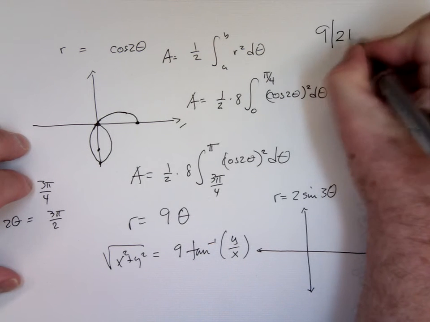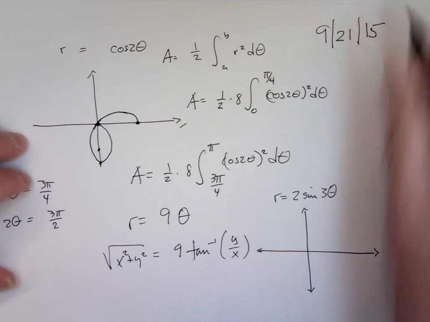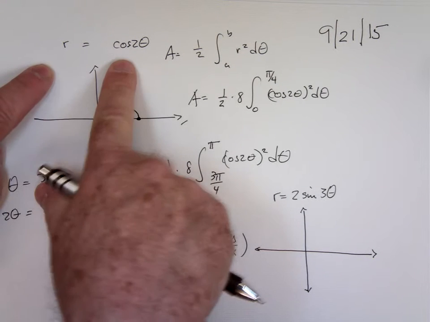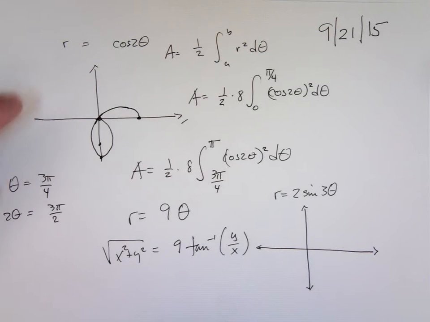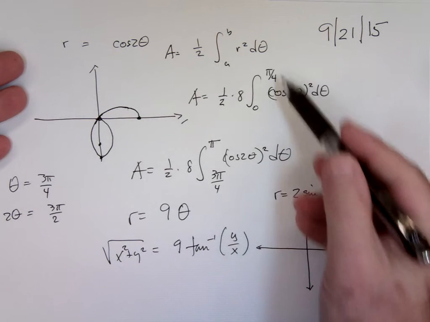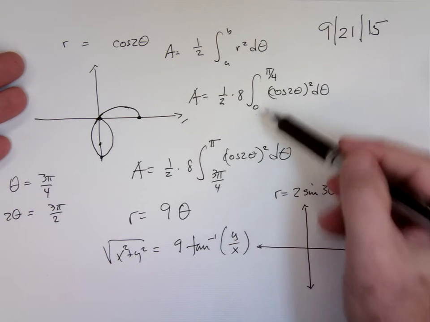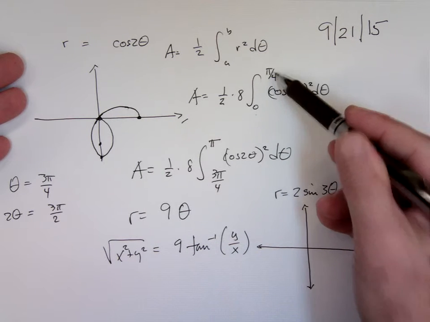Today is 9/21. And let's do a few problems. We'll start with r equals cosine 2 theta. It depends if you want a half a petal or a full petal. Each half petal is pi over 4 radians.